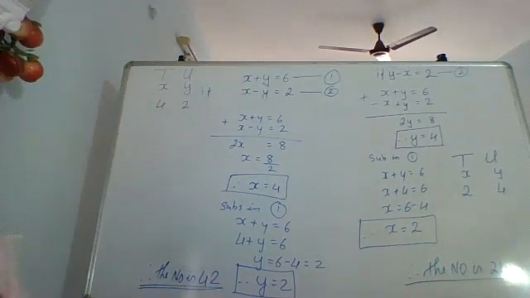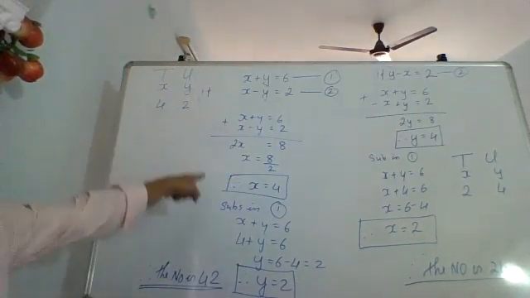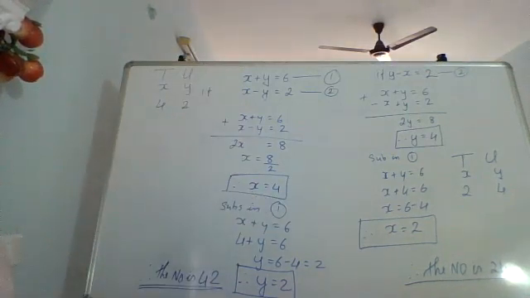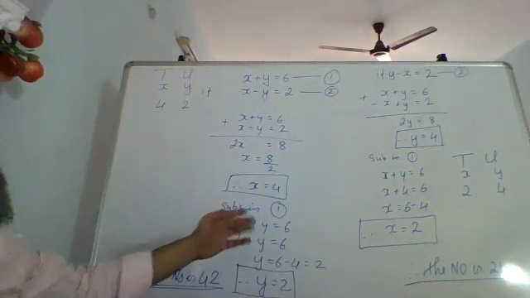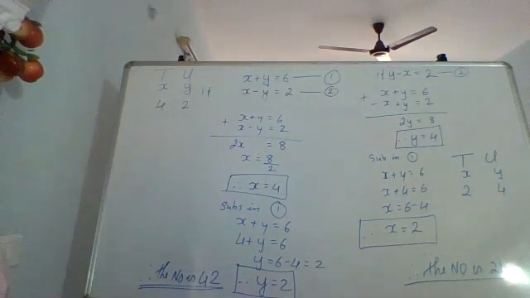And the difference between the digits is 2. Had they said the digit in the tens place is greater than the digit in the units place by 2, that means x is greater, then we would solve by x minus y only. Or had they said the other way around, the digit in the units place is greater than the digit in the tens place by 2, then we would have to take y minus x equal to 2.